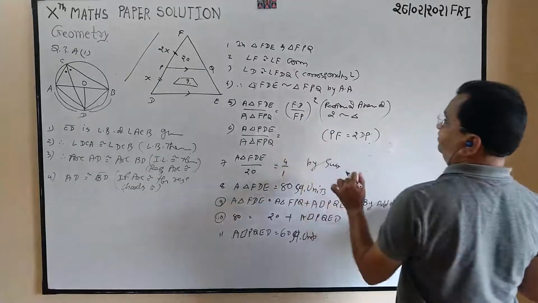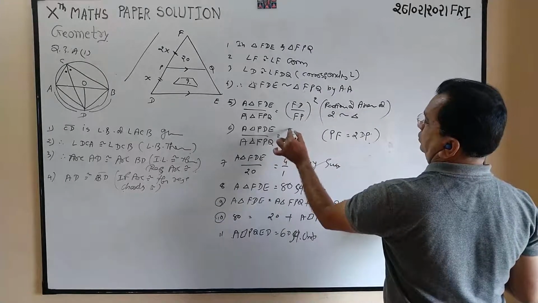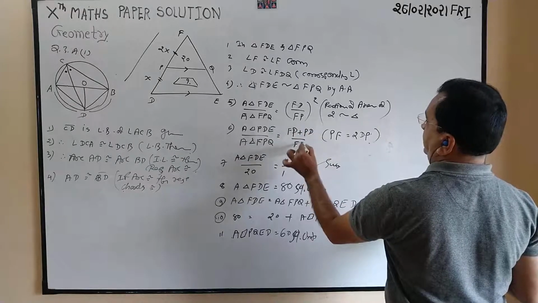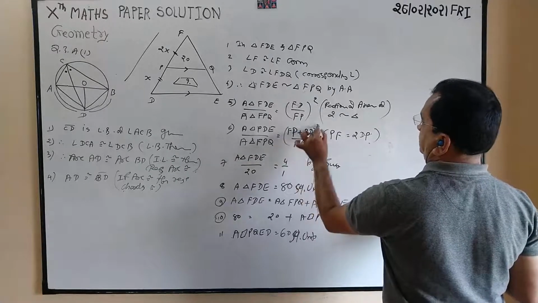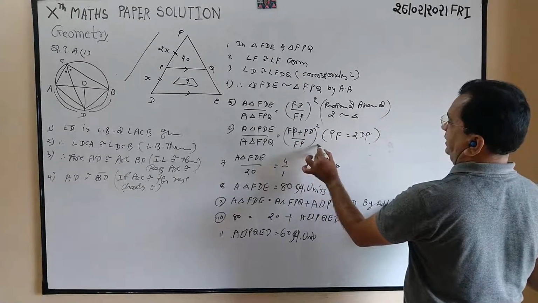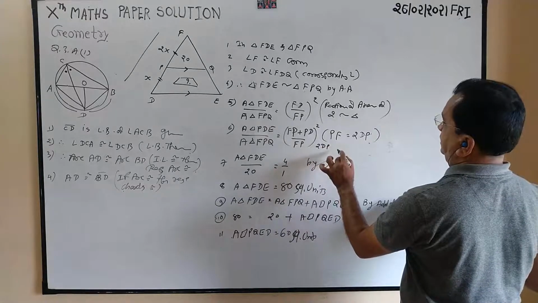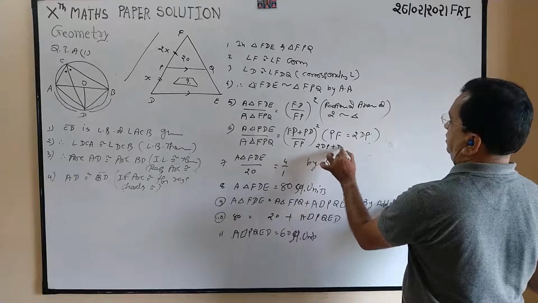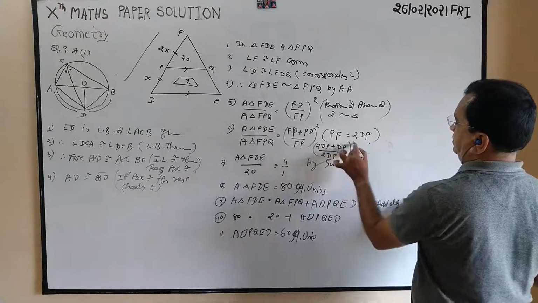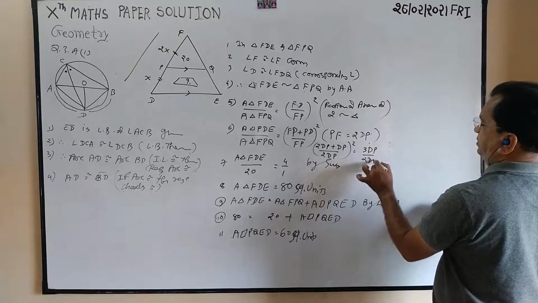Sorry. So FD is equal to (FP plus PD) divided by FP. Correct? So you can write (2 DP plus DP) by 2 DP. So it is equal to 3 DP by 2 DP.